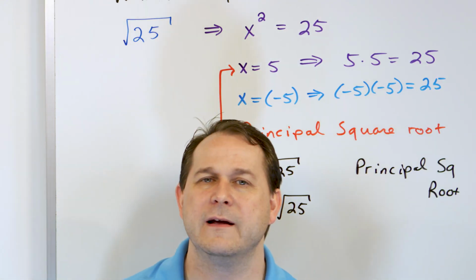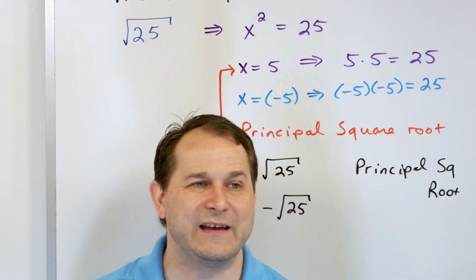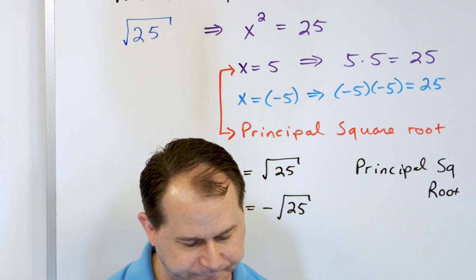Remember when we talked about equations, the highest power of the variable is the number of solutions you have. So you have to have two answers. Plus and minus 5 both work to satisfy that equation.